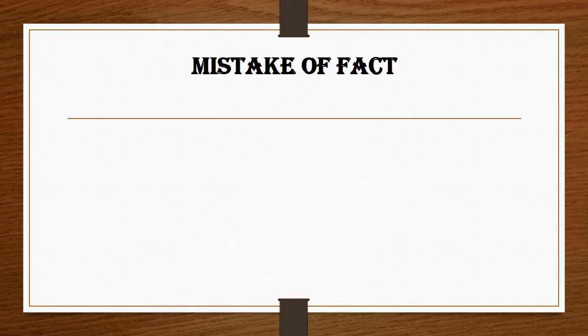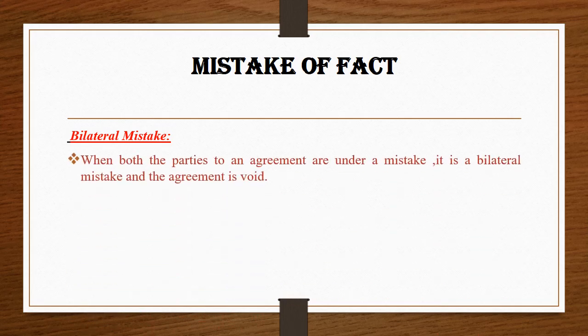Mistake of fact. The mistake of fact is divided into two types, such as bilateral mistakes and unilateral mistakes. First one, bilateral mistake. What is bilateral mistake? When both the parties of a contract commit a mistake, it is said to be bilateral mistake. And as a result of this, the agreement is void. Then what is unilateral mistake? When any one of the contracting parties commits a mistake, it is said to be unilateral mistake.